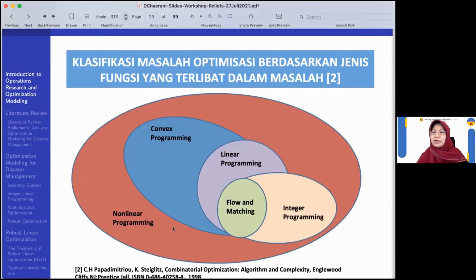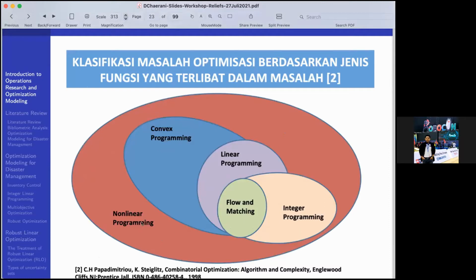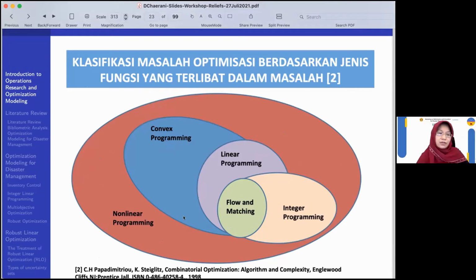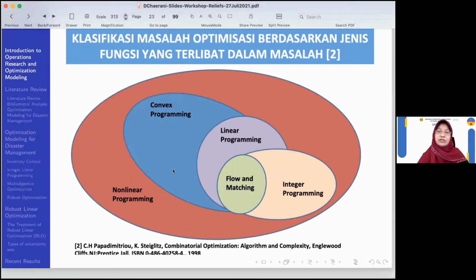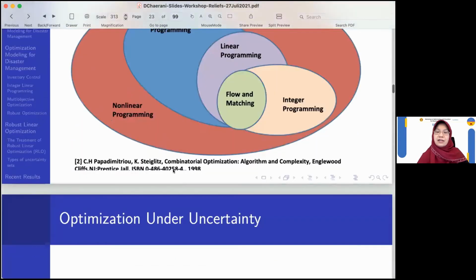It is for general. This is the nonlinear programming. And like what I said earlier, there is convex programming, linear programming, integer, and flow matching. And it helps us a lot when we need to select which one we want to use.